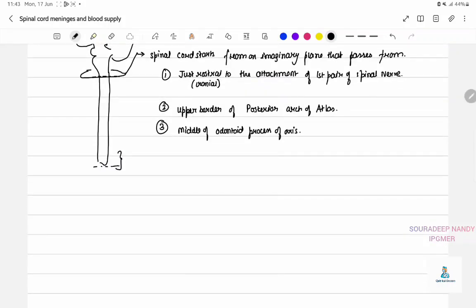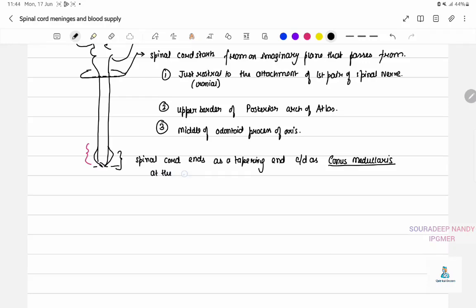Where does the spinal cord end? The spinal cord ends as a tapering end called the conus medullaris, at the level of the intervertebral disc in between L1 and L2 vertebra. In anatomy you have to be very clear in your language. So this tapering end is called the conus medullaris, and it is present at the level of the intervertebral disc in between L1 and L2 vertebra.